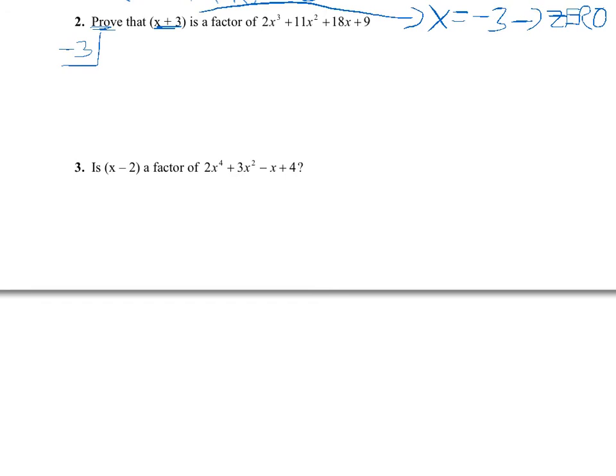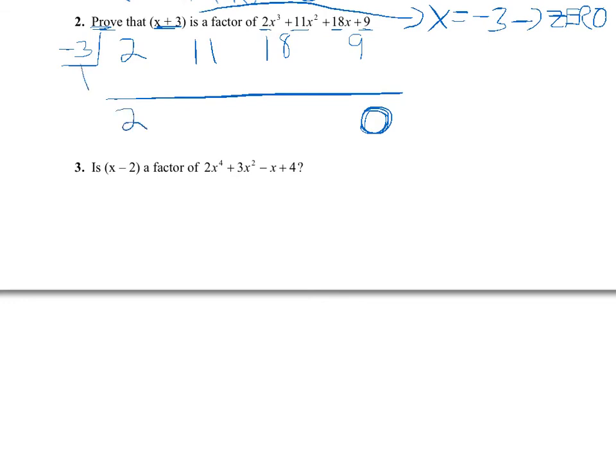Then I'm going to put all the coefficients for f of x, so it's 2, 11, 18, and 9. Since it says prove, this is what I better get: a remainder of 0. If I didn't, then I did something wrong. Okay, so let's do synthetic division. I bring down the 2. Negative 3 times 2 is negative 6. 11 minus 6 is 5. Negative 3 times 5 is negative 15. 18 minus 15 is 3. And then negative 3 times 3 is negative 9. That works. 9 minus 9 gives me 0.